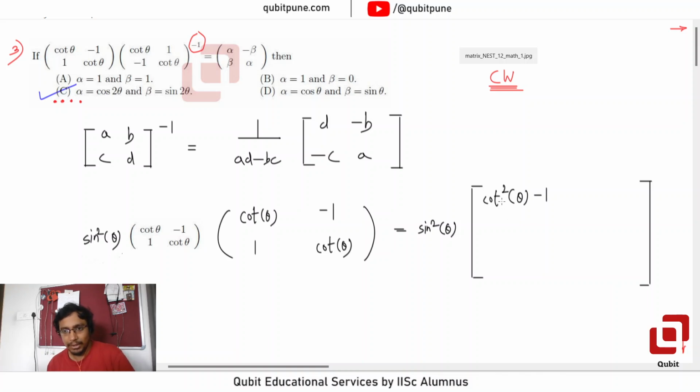So it would be cos squared theta minus sin squared theta, because this has sin squared theta in the denominator, that will get cancelled. Correct. Cos 2 theta, तो alpha cos 2 theta हो गया, ये confirm है. Okay, so option C correct.